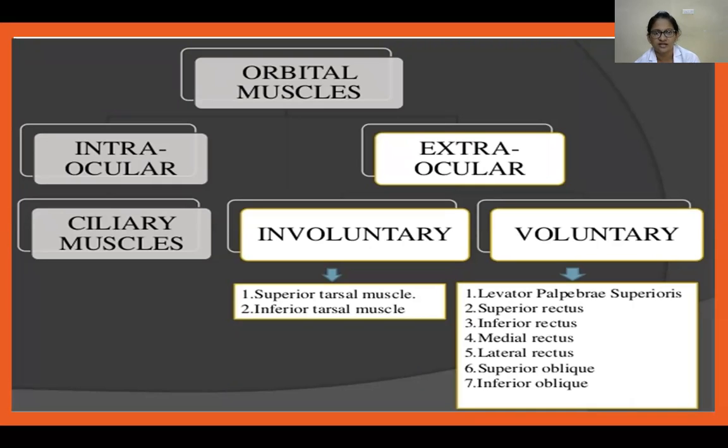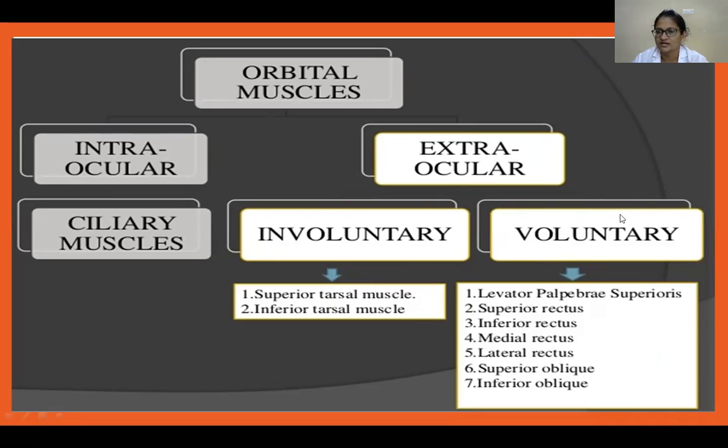Those are intraocular muscles and extraocular muscles. The important topic here is extraocular muscles. These extraocular muscles are again divided into involuntary muscles and voluntary muscles.